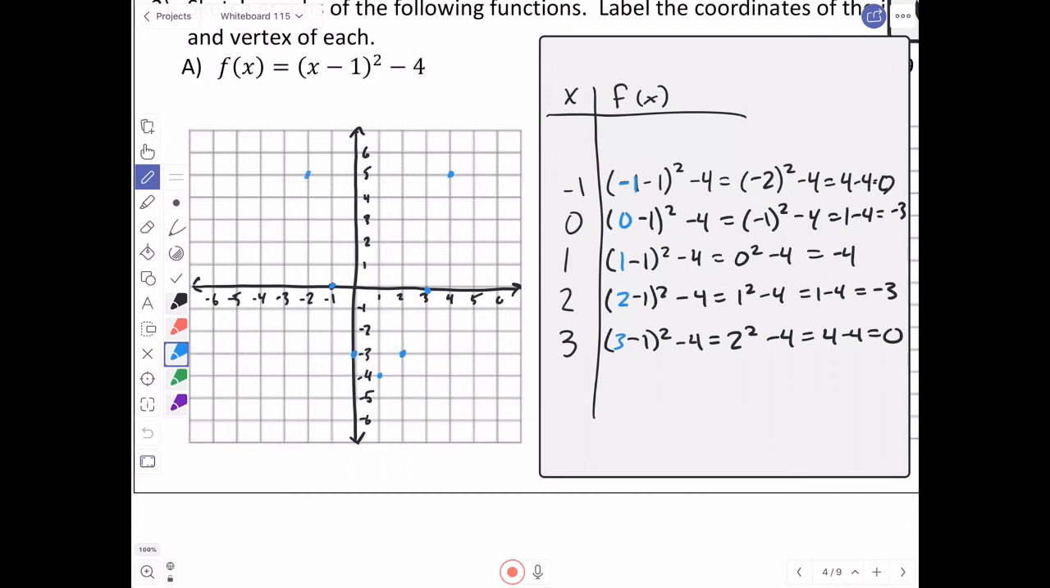There and there. So now I've got that beautiful parabola. There.